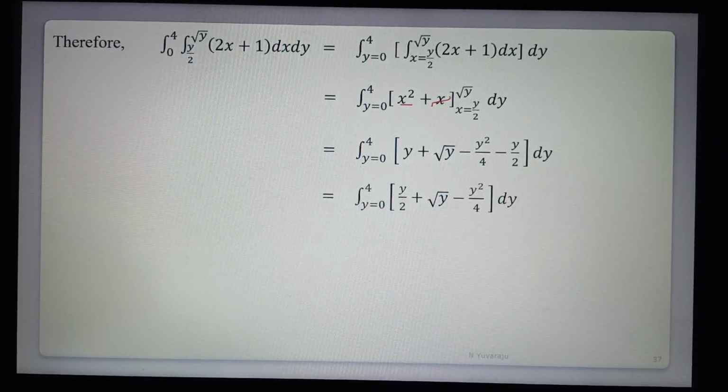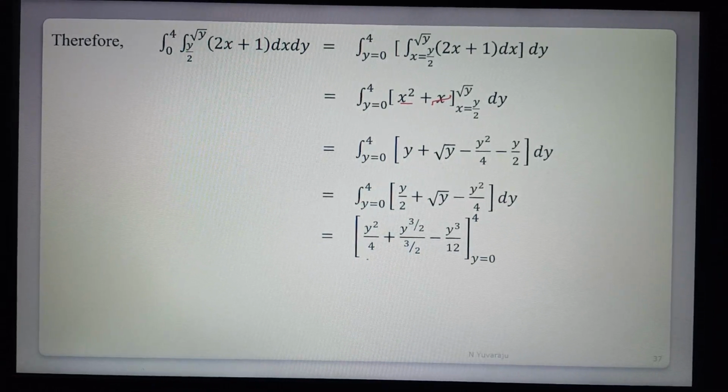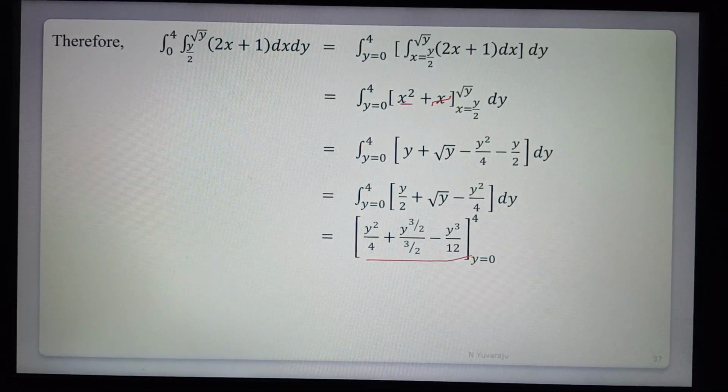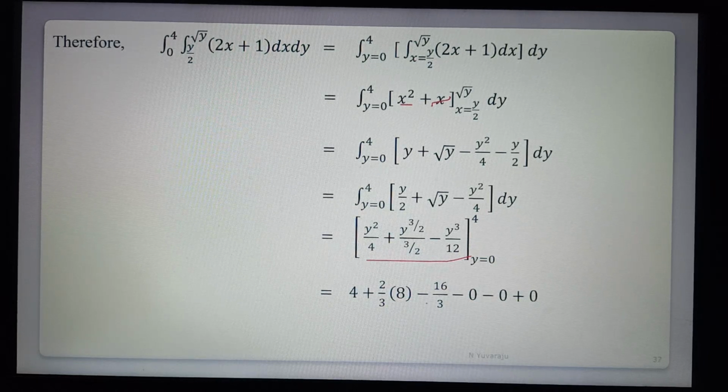That is equal to the integral for y equals 0 to 4. Simplification here: y by 2 plus root y minus y squared by 4. Now finding the integration. The integration of y by 2 is y squared by 4, root y gives y to the power 3 by 2 divided by 3 by 2, minus the integration of y squared by 4 is y cubed by 12. Substituting the upper limit and lower limit, that is 4 plus 16 by 3 minus 16 by 3, minus 0 plus 0. So the simplification is 4.